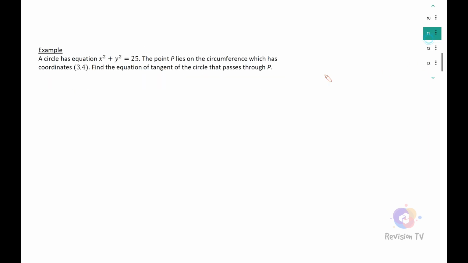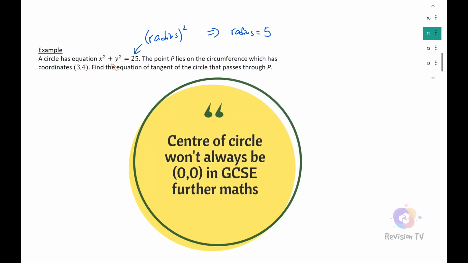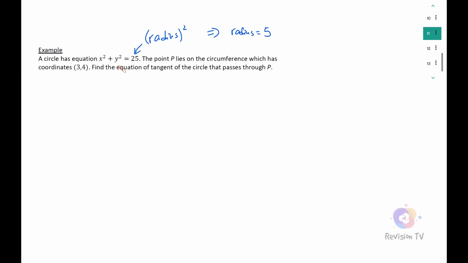So let's go through it. A circle has equation x squared plus y squared equals 25. Now, if you don't know how the equation of a circle works, this number is the radius squared. So what it means is the radius is 5. The center of the circle will always be 0, 0. So essentially we can draw a circle that has center 0, 0 and radius 5.